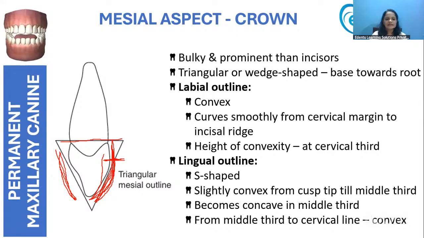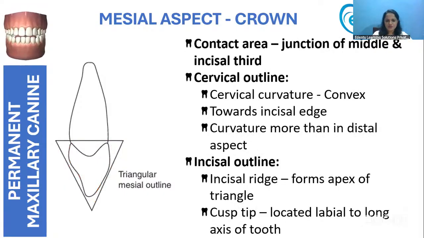Then if you look at the lingual outline or the palatal outline, it is S-shaped. You see this S shape? Yes, a proper S-shaped outline is seen on the palatal side. And why this S shape? Because there is a prominent cingulum, and from the cusp tip till the middle third it is convex, and it becomes concave in the middle third because of the fossa. From the middle third till the cervical line, it again becomes convex because of the presence of the cingulum. So this is how it is shaping. That is about the mesial aspect of the crown.